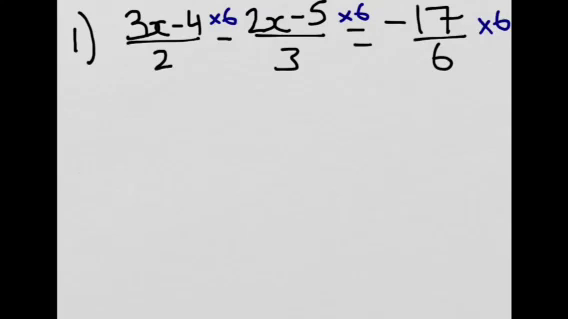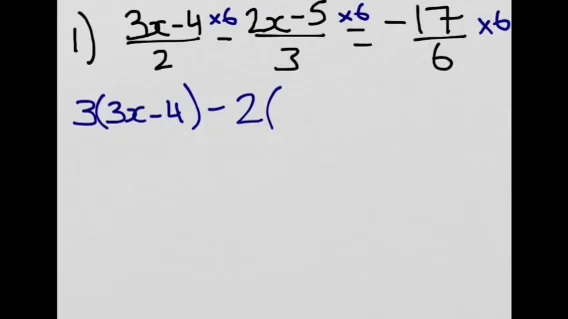So this first term here, 3x minus 4 divided by 2, what you do is 6 divided by 2, that gives you 3. So we're going to multiply that first term by 3. Second term, we'll do 6 divided by 3, which gives you 2. So we'll multiply that second term by 2. And because we multiply minus 17 over 6 by 6, 6 divided by 6 just cancels and leaves you the minus 17. So when you get to this stage, multiply out the brackets and solve for x.